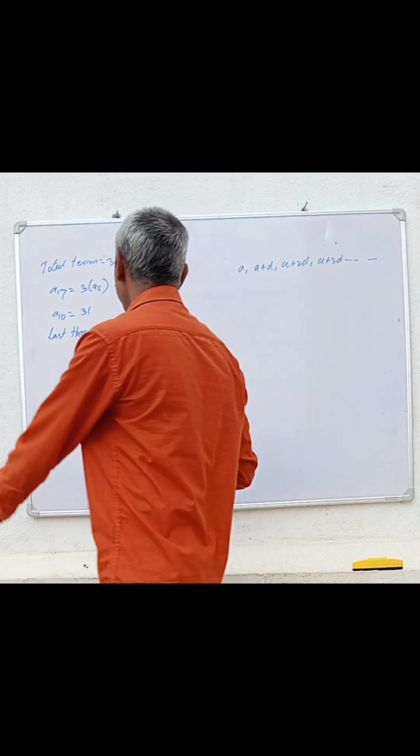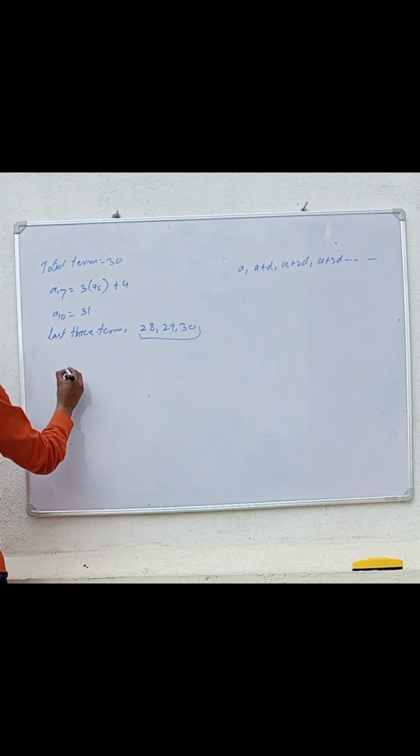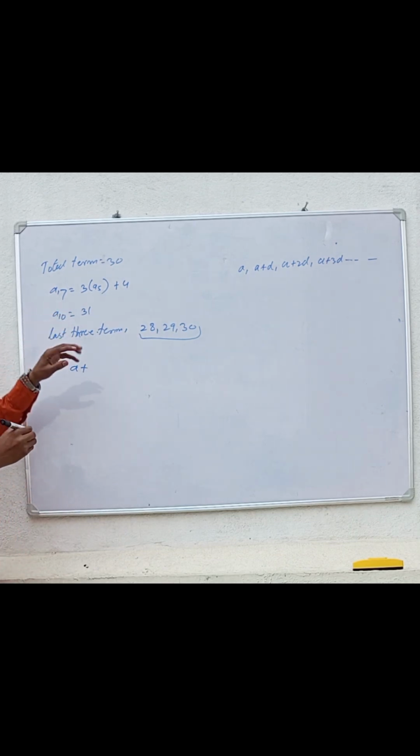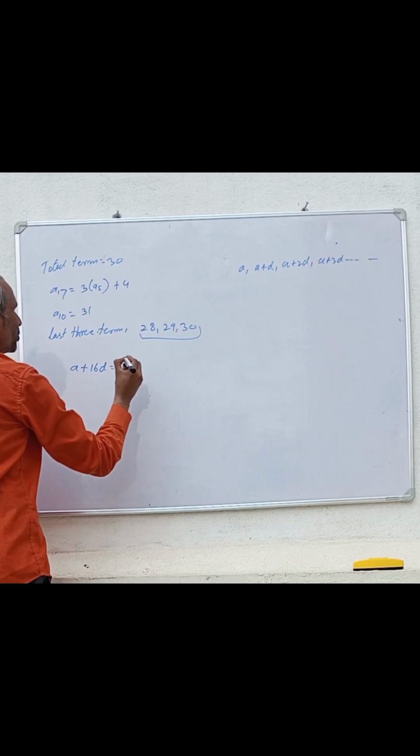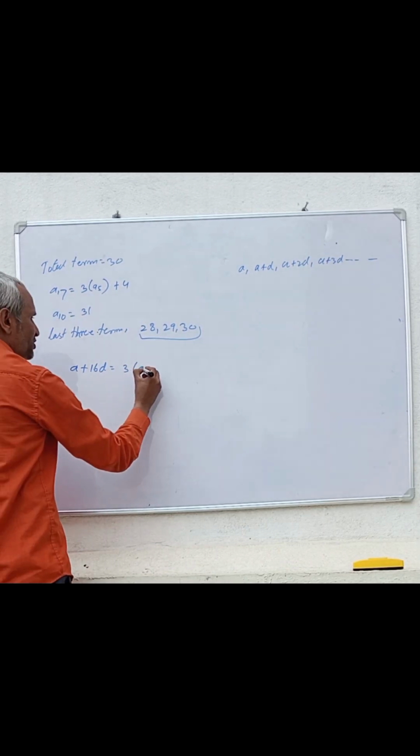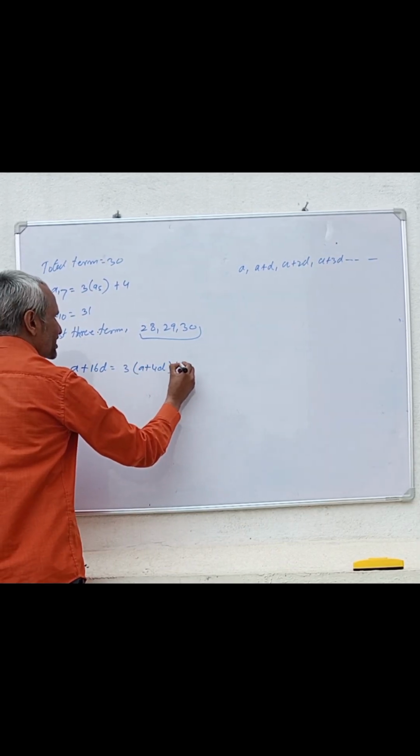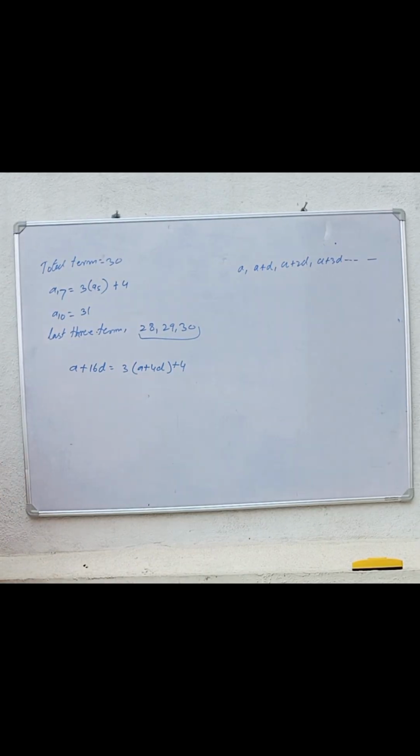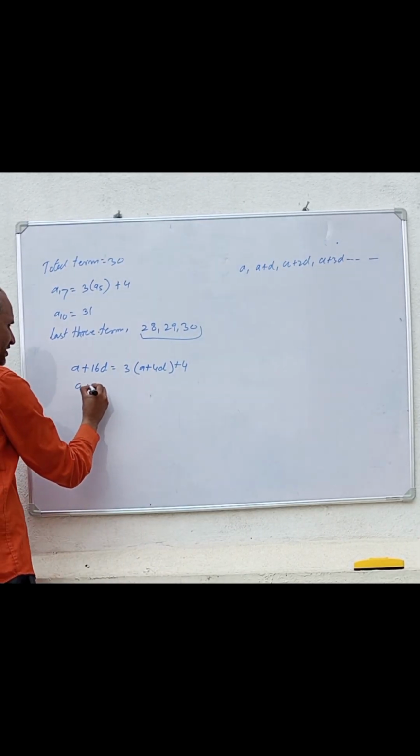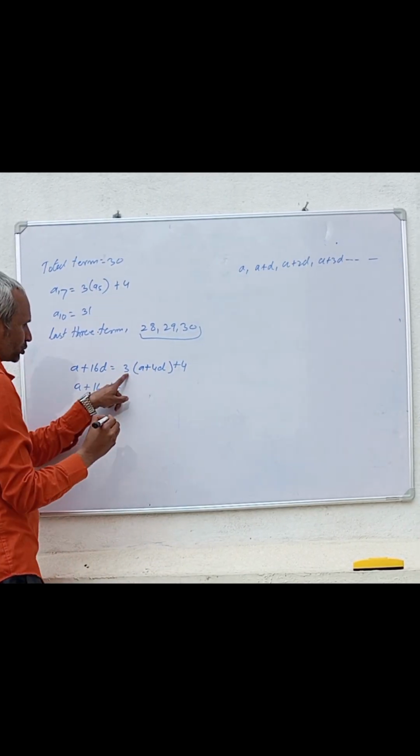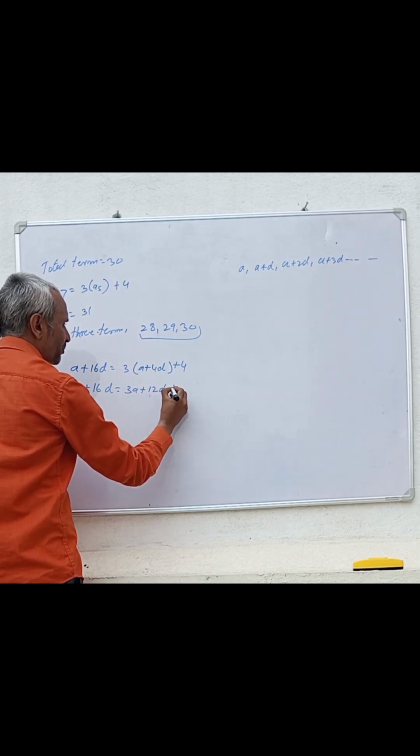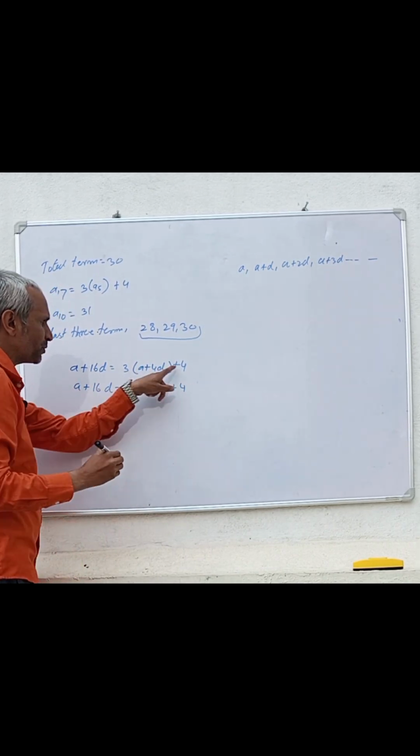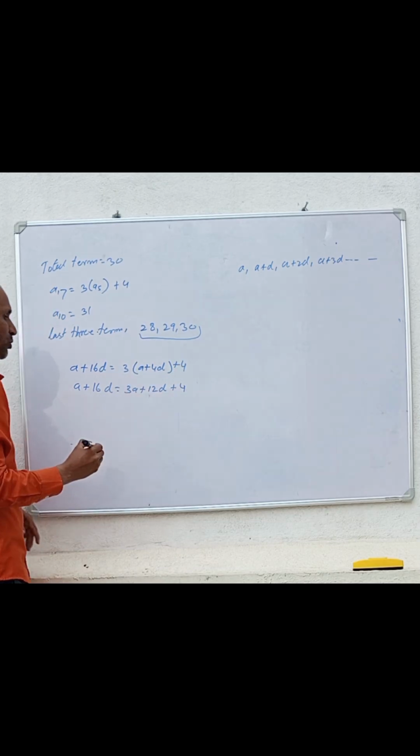First, it is given A17. A17 means A plus 16D, which is equal to 3 times A5, that is 3 times (A plus 4D), plus 4. It is given. Now we can solve it. A plus 16D is equal to 3A plus 3 into 4D, that is 12D, plus this 4. This is not multiplication here because this 4 is separate, 4 more.